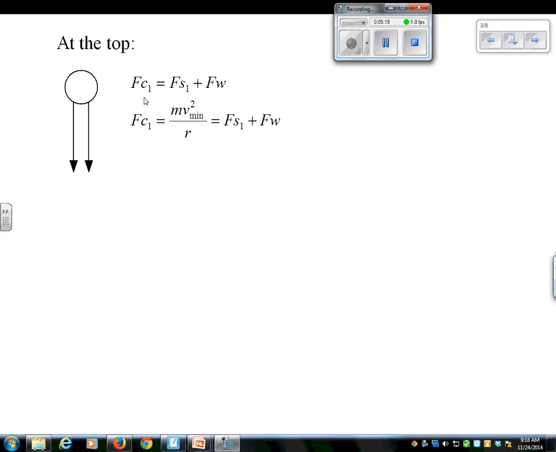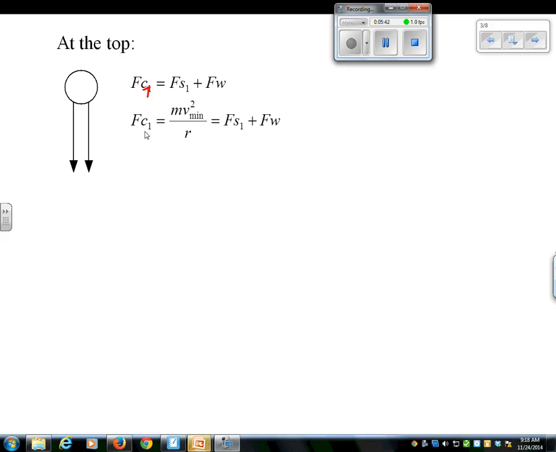FC1 simply refers to centripetal force 1. I guess you could say centripetal force T for top. Doesn't really matter, it's just a way of describing it. It is equal to the string force, the tension at the top, plus the weight force. And that would be true whether they're in the same direction or not, right? We're just adding the vectors together.